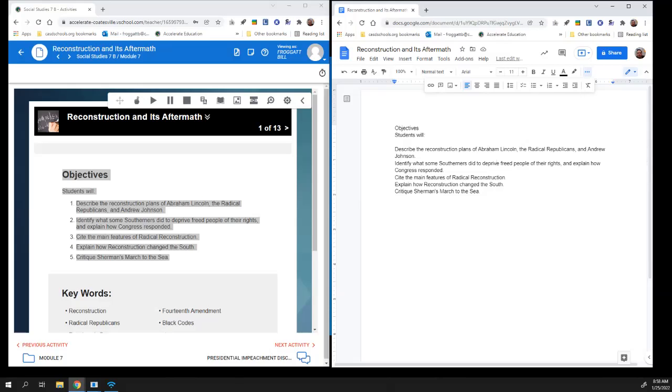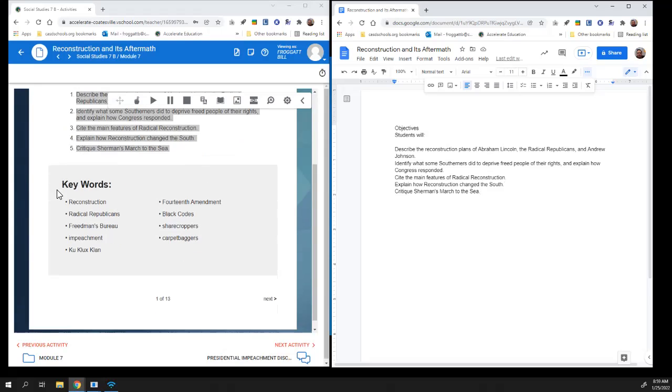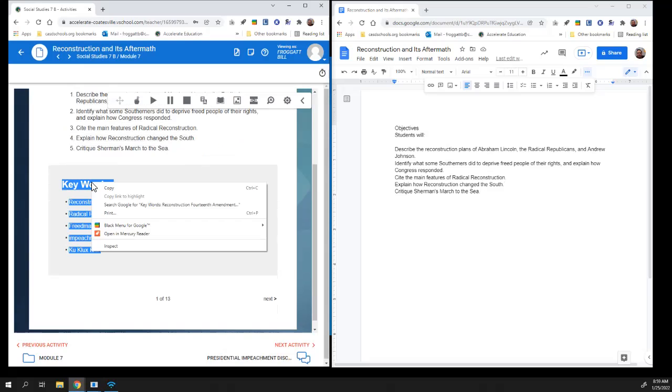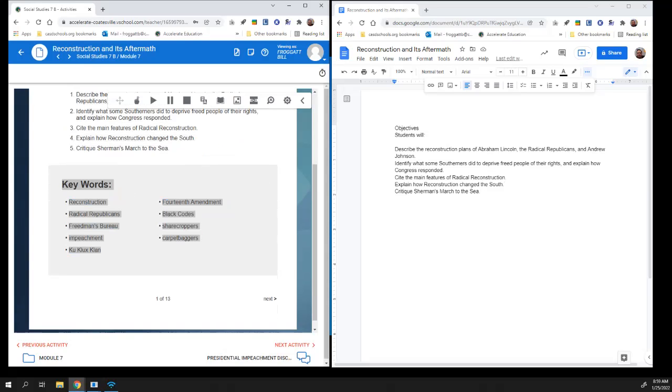And then cite the main features of Radical Reconstruction. You might have heard the name Thaddeus Stevens. He's a local guy. He really led the Radical Republicans during this time, fought for equality. He was one of the few people that fought for true equality at the time. And explain how Reconstruction changed the South. And finally, critique Sherman's March to the Sea. So these are some things you're going to have here. Also, keywords are generally good to drop into your outline and your notes.